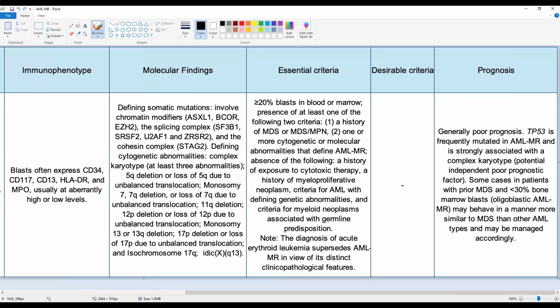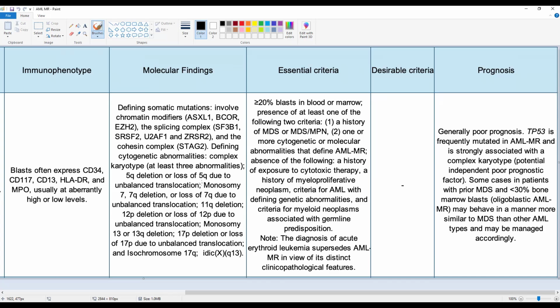As for the molecular findings, we do have defining somatic mutations. These somatic mutations involve 8 genes that can be categorized as chromatin modifiers, including ASXL1, BCOR, and EZH2. The second category is the splicing complex, including SF3B1, SRSF2, U2AF1, and ZRSR2. And lastly, the cohesion complex STAG2.